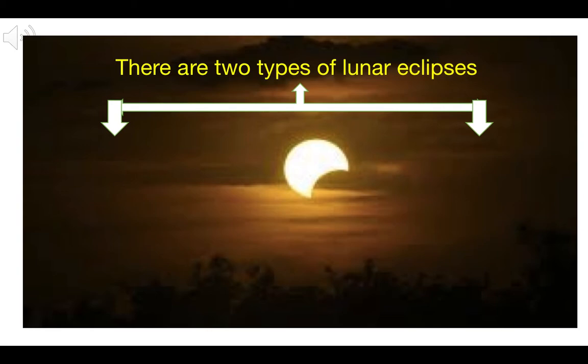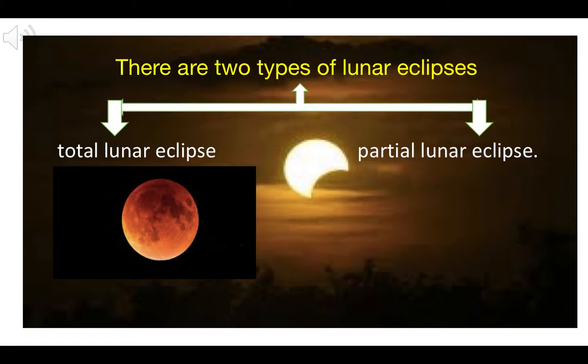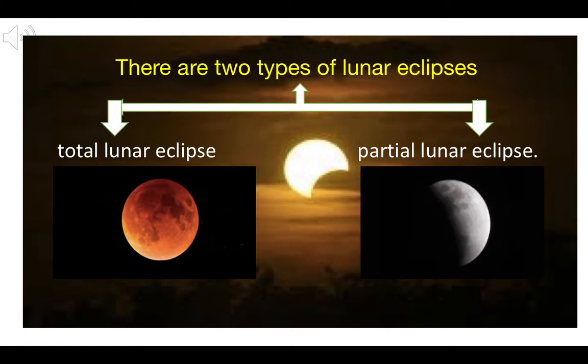There are two types of lunar eclipses: total lunar eclipse and partial lunar eclipse. A total lunar eclipse occurs when the moon and the sun are on exact opposite sides of Earth. A partial lunar eclipse happens when only a part of the moon enters Earth's shadow.